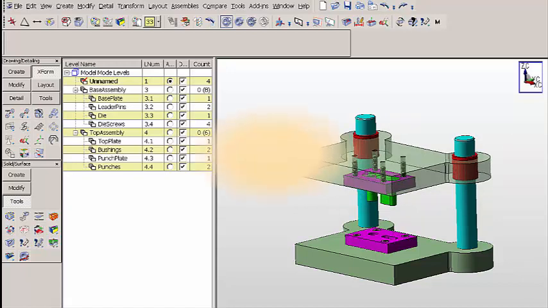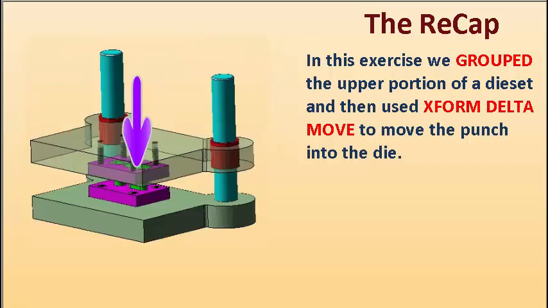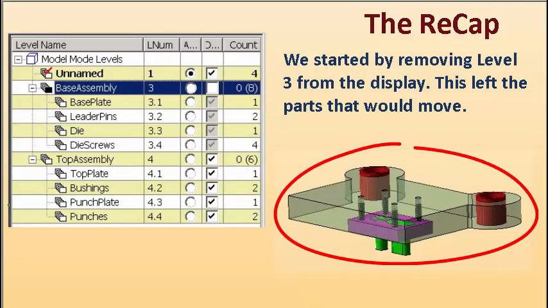So let's recap. In this exercise, we grouped the upper portion of a die set and then used X-form-delta-move to move the punch into the die. We started by removing level 3 from the display. This left the parts that would move.